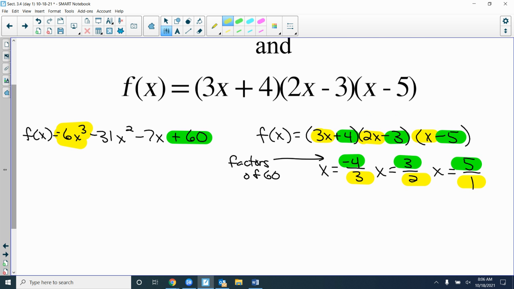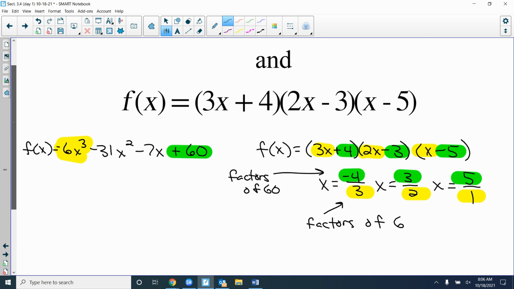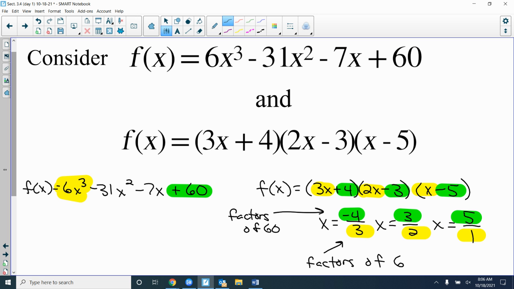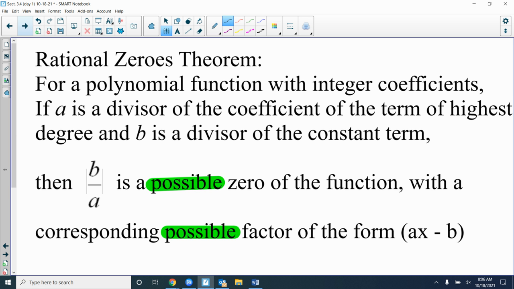They've got to multiply together to give me 6. You can't have a 7 in there. You can't have a 9. You can't have anything bigger than 6, actually. So those are all factors of 6. And that always has to be the case, because if you break it down into a set of binomials, these have to multiply together to give me that first term. And in the end, these have to multiply together to give me the constant. So this is going to help us whittle down our options. And this actually leads to what we call the rational zeros theorem.